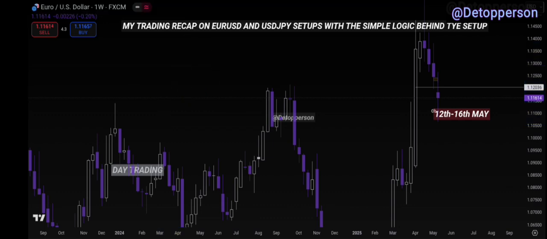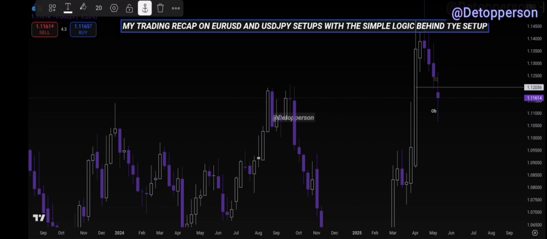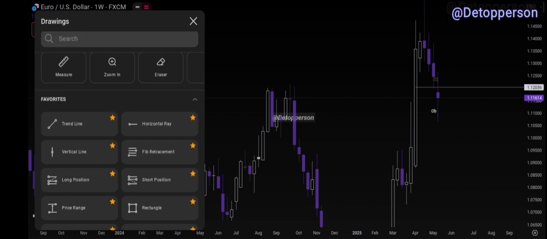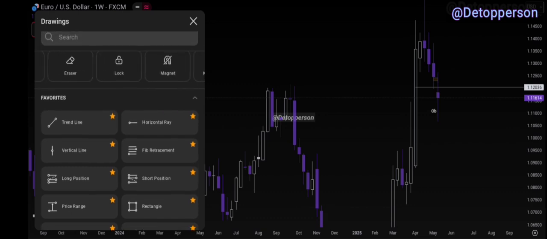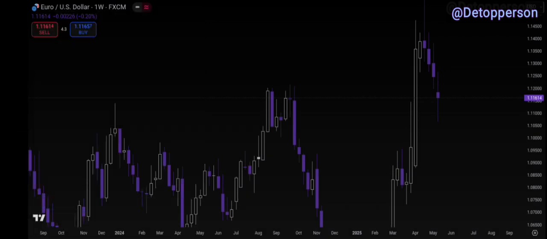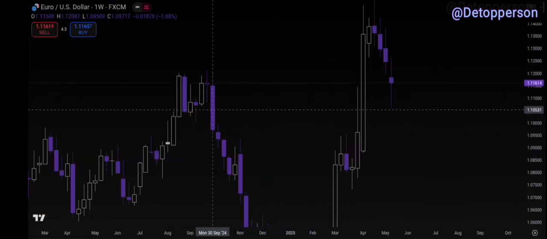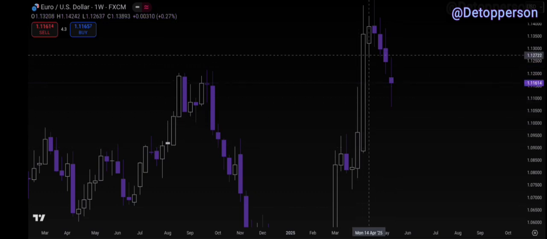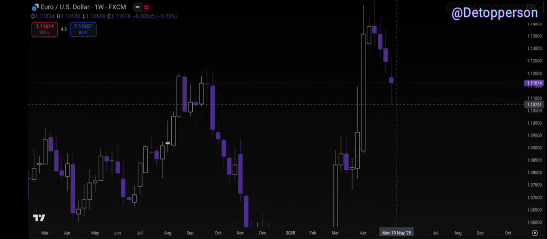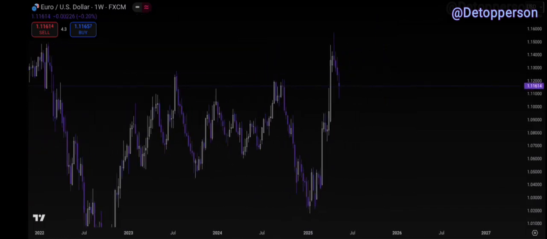Okay, so let me just delete this. Sorry. Okay, so let me hide this. All right, so we have this inversion right here. Okay, because price traded above it aggressively, and this might be a retracement. Okay, but look closely. Look closely.